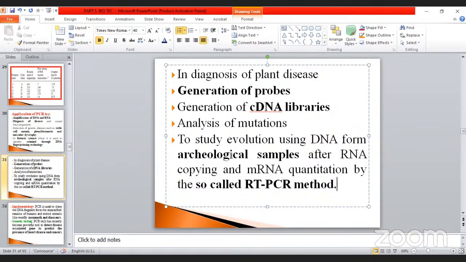Suppose, take an example. If you want to fly, what will you do? You don't have wings, isn't it? So which gene is responsible for the production of wings? We have to identify that gene. After the identification, we have to isolate it.